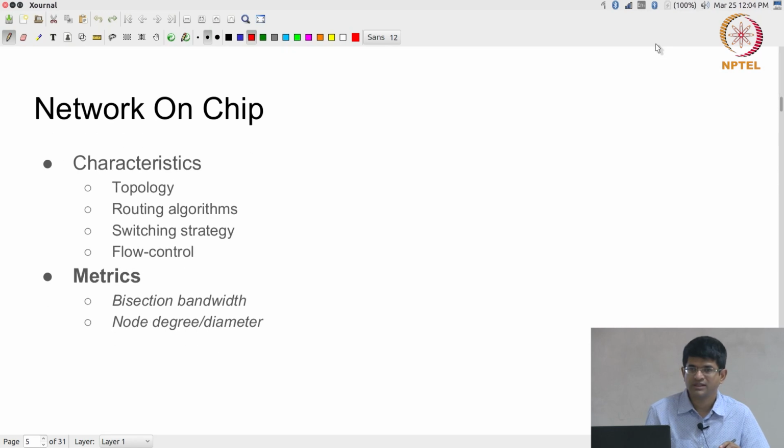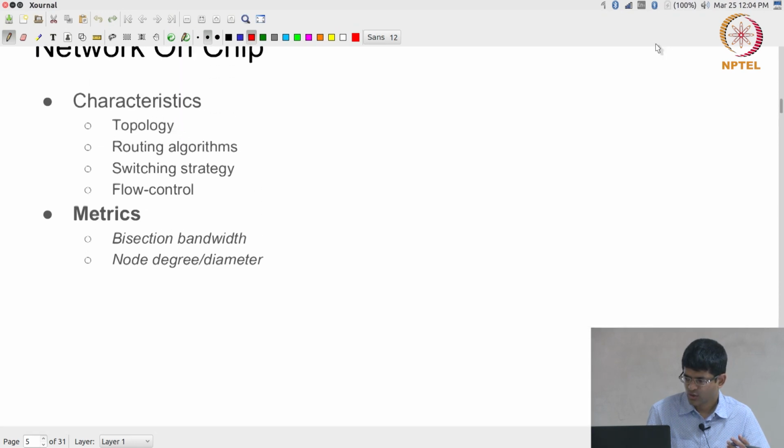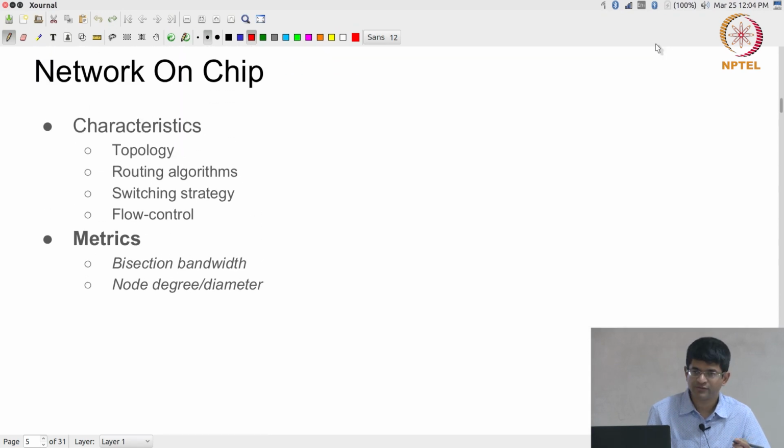Let us go a bit further and understand what are some metrics that we might use in order to actually quantify the usefulness of a particular topology. So, in particular, there are a few different terms that come up. One is called the bisection bandwidth. There are other things called the node degree and the node diameter, which we will go into in a little bit more detail now.